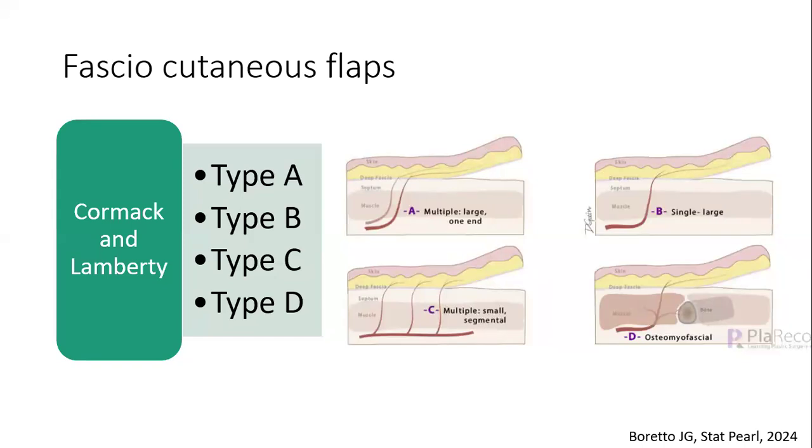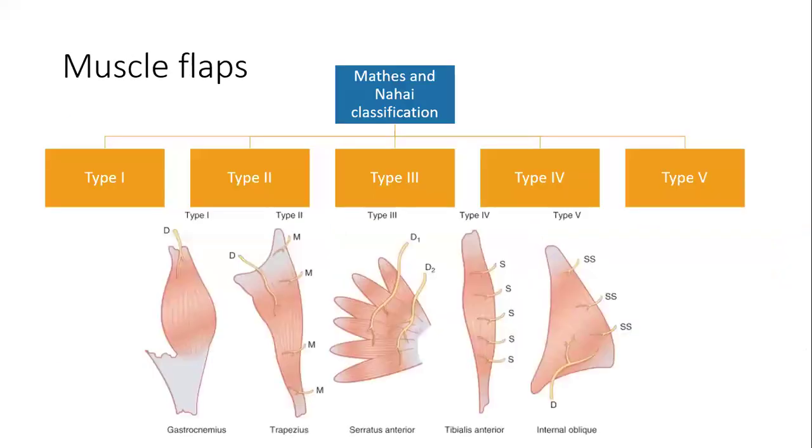But for myocutaneous flaps, the classification is important. Faciocutaneous flaps classification is not that important. Shall I just read through it, sir, or skip it? No, you can skip it. You don't need to spend time over this. But if you have put Mathes and Nahai, yes, this is important.